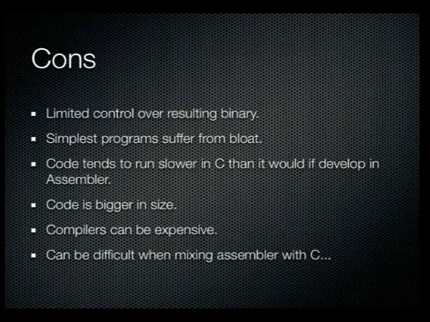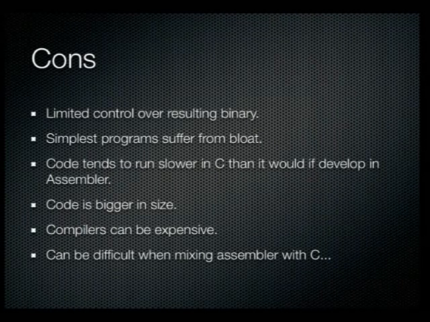Okay, the cons of using a C compiler, of course, we have limited control over the resulting binary. Yes, you can use a whole heap of optimization switches and guide the compiler in a certain way, but you have no absolute control over the binary code that's actually generated. Whereas when you come to using assembler, you can explicitly define every instruction, and you can explicitly define how the code is generated just by using the opcodes that you want to use.